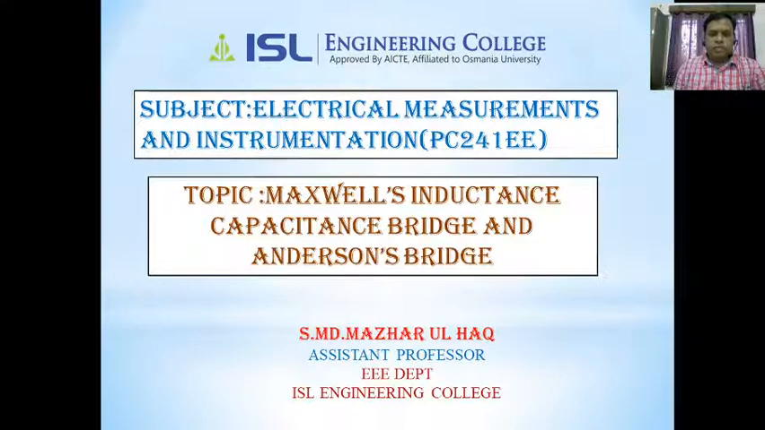In the previous class we saw how bridges work, the principle of their working, and how to find the unknown values. In a similar way, we will have an equation called the balance equation. Through the balance equation, the product of the impedances in particular arms equals the product in the opposite arms, and we will see how this works for AC bridges in particular.